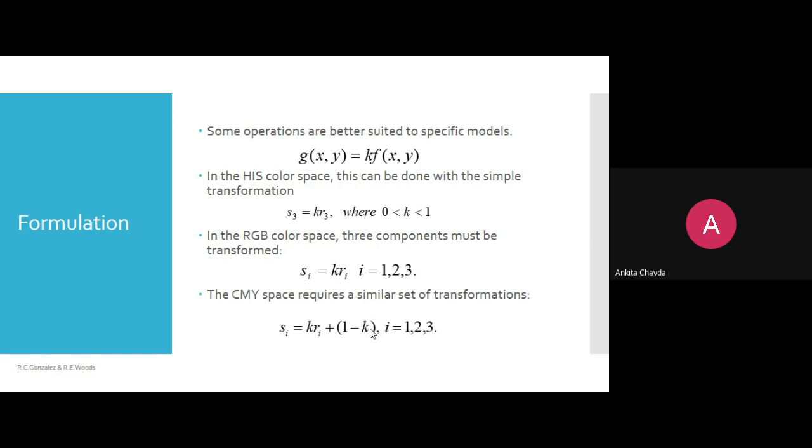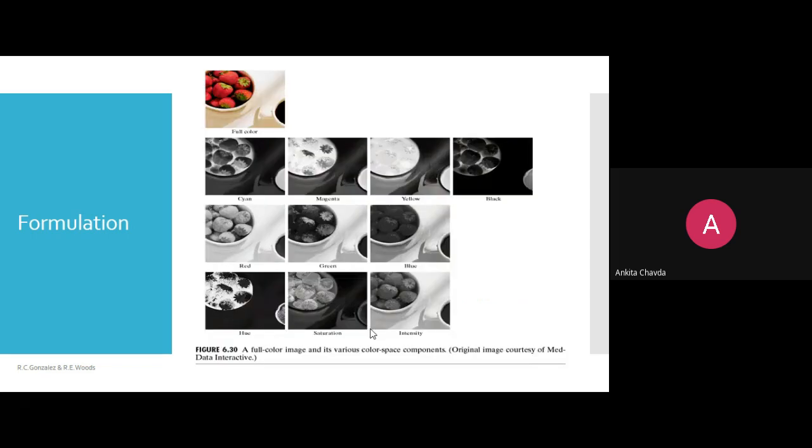Same way that is for the RGB. If you are saying R1, that will be transformed. So means you are talking about red plane. Second for G and third for B. So same way C, M and Y. Right? Okay. So this is what they have experimented, few things.